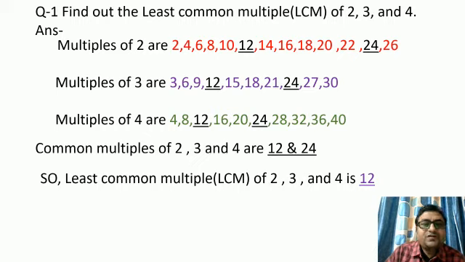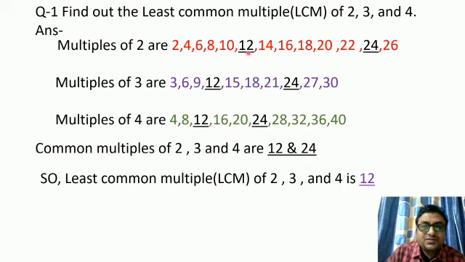So let us find out the least common multiple of 2, 3 and 4. Again we will go stepwise. We will find the multiples of 2, which we have written here. Then we will find the multiples of 3: 3, 6, 9, 12. Then the multiples of 4: 4, 8, 12, 16, 20. Now we will find the common multiples of 2, 3 and 4.